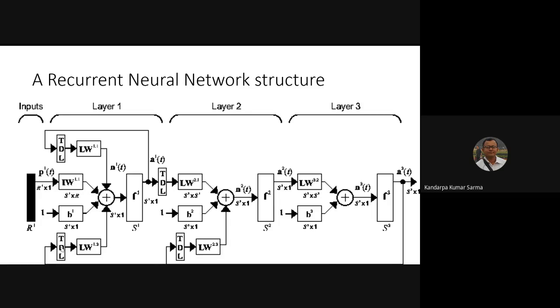This tap delay line will receive a feed from this point. This point is the output layer. From there a feed comes, goes through a tap delay line, and comes to layer 1. From that same feed, from layer 3, one more feed goes to a tap delay line, scaled by a weight, and goes through the summation block in layer 2.